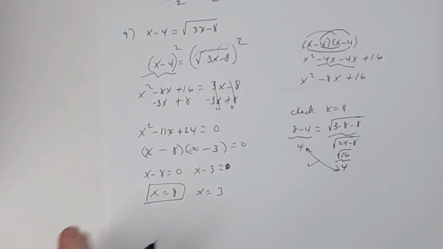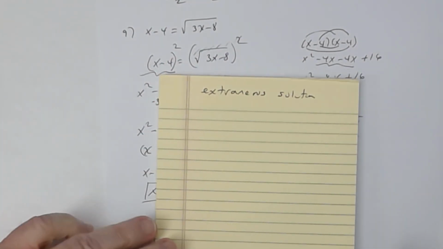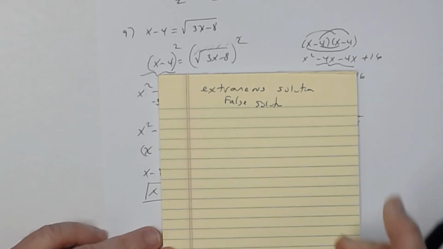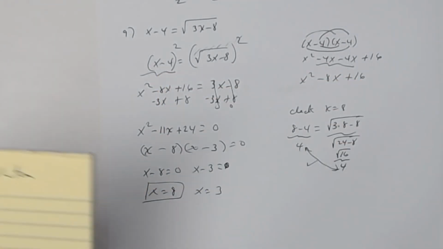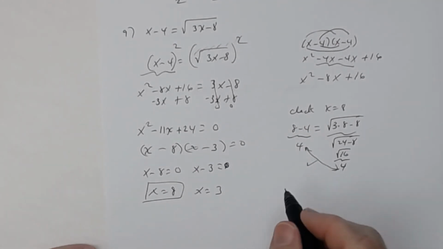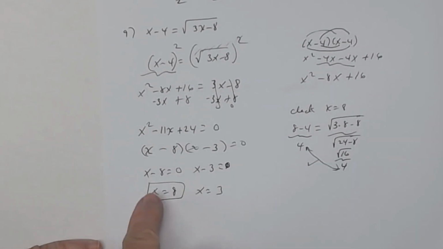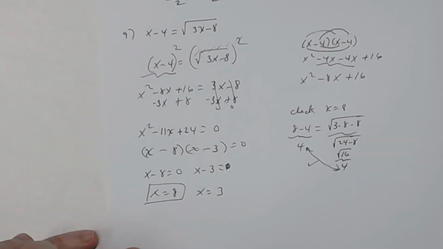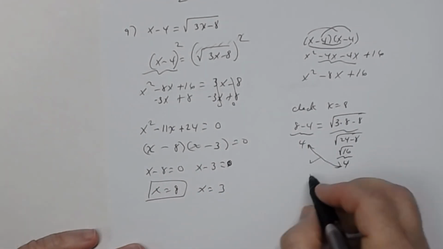So x equal 8 is not extraneous. It is not a false solution. X equal 8 is a solution. It's not an extraneous solution. Not a false solution. So not only was x equal 8 a solution to this quadratic, but it's also a solution to the original.